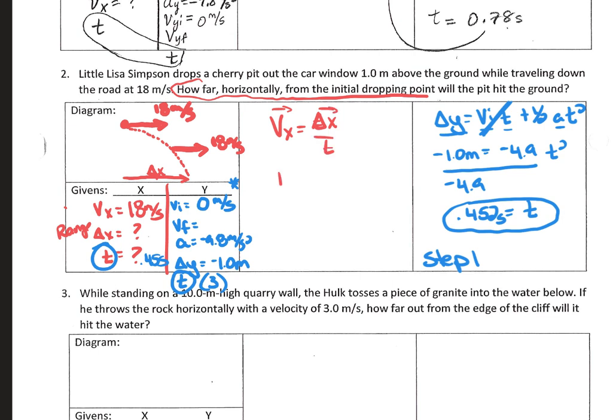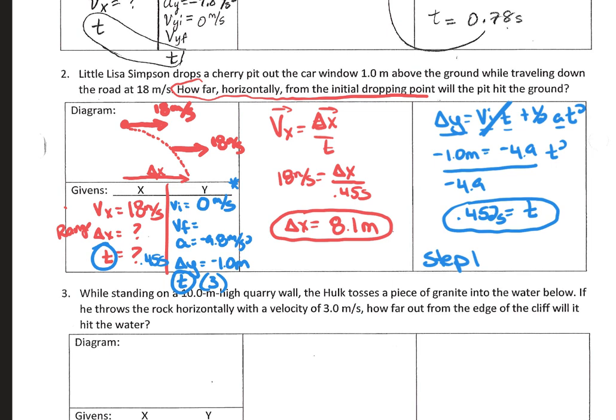And now we can plug in our 18 meters per second equals a range, a delta x we do not know, but the time is 0.45 seconds. And when you cross multiply, you get 8.1 meters. Check that out, see if you get it. And that is how far the pit lands in front of its starting position, how far out.